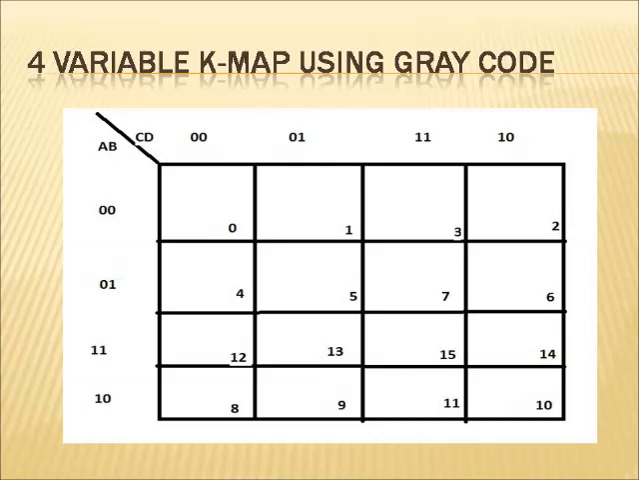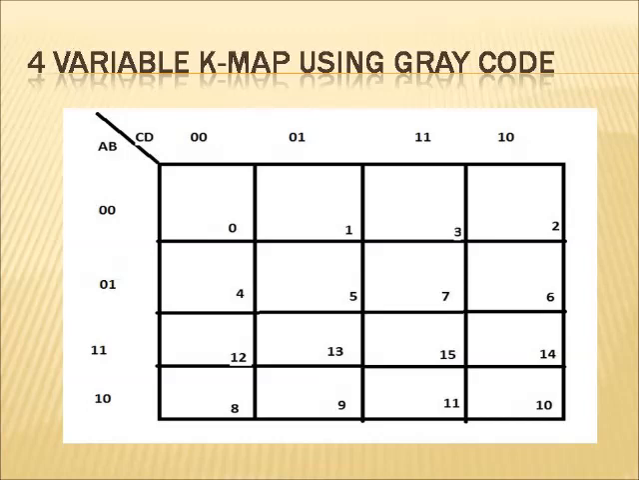Okay, here you can see the 4 variable K-map. Again the representation using the gray code. So instead of A bar B bar I am using 0 0, and instead of A bar B I am using 0 1, instead of AB I am using 1 1, and instead of A B bar I am using 1 0.